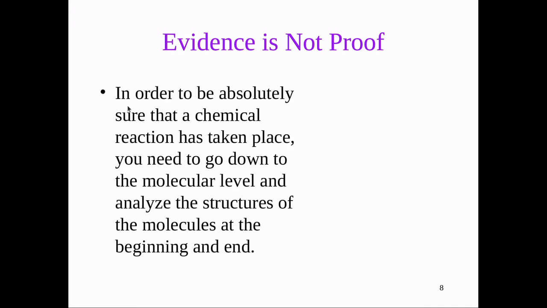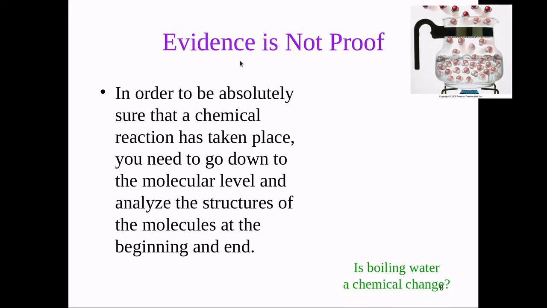Okay? In order to be absolutely sure that a chemical reaction has taken place, you need to go down to the molecular level and analyze the structures of the molecules at the beginning and the ending. So we need to really analyze these. So we can have evidence that maybe a chemical reaction is happening, but we really need proof.